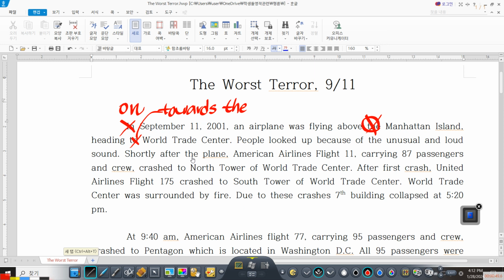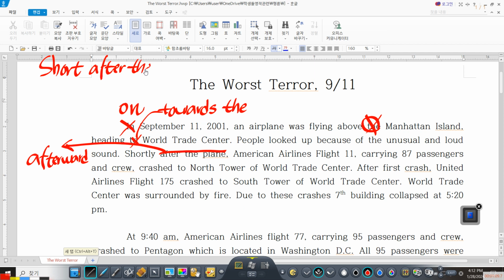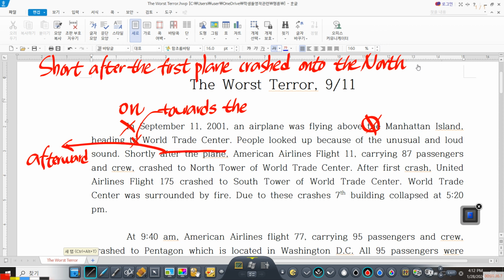Shortly after the plane crashed, or what did I say? Shortly afterwards. Afterwards. 직후. Right? Or there's another option you can make. Shortly after the plane, or two planes, or one plane? What would you say? The first plane, right? First, the plane crashed onto the, is this South Tower or North Tower? It was North Tower. North Tower, okay?